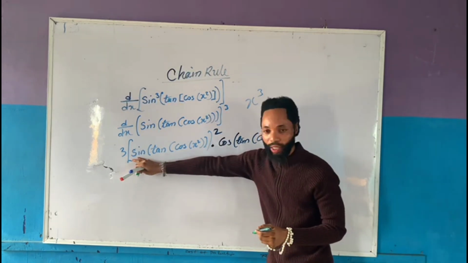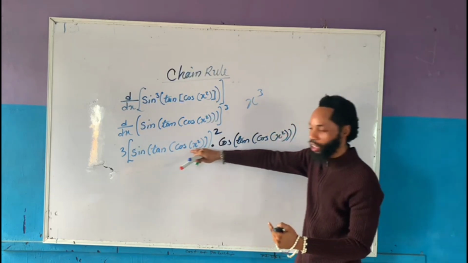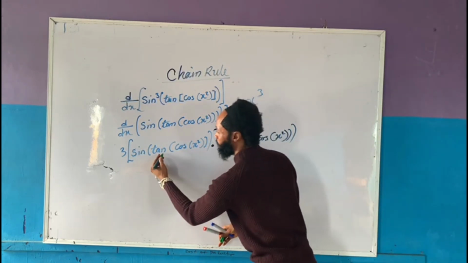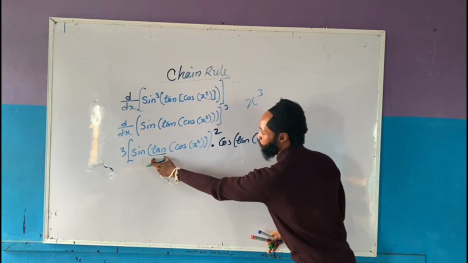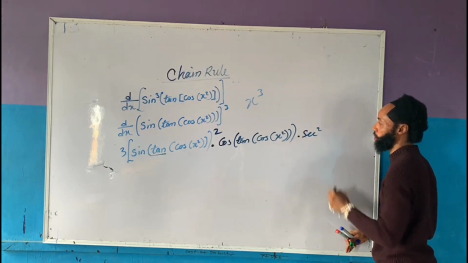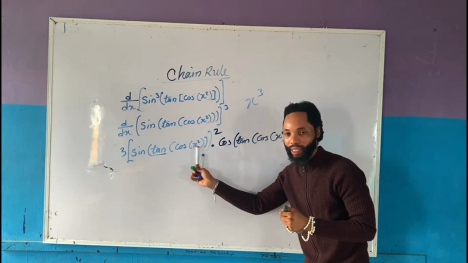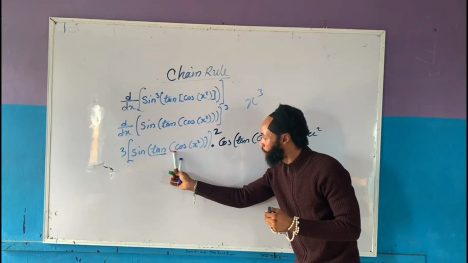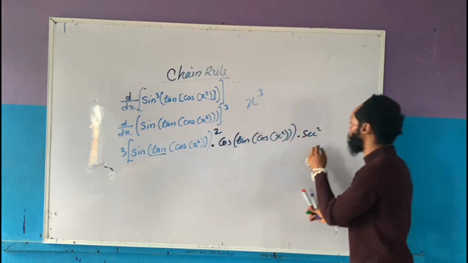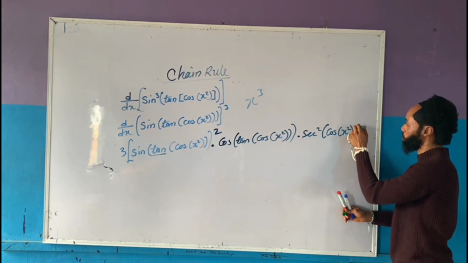Now the next thing, we differentiated sine. We got cos. So we write everything that was there initially inside of it. Now differentiate tan. When we differentiate tan, what do we get? Tan gives us sec squared. Now remember, write everything under it. What do we have inside tan? We have cos x squared. So we are going to write it, cos x squared.